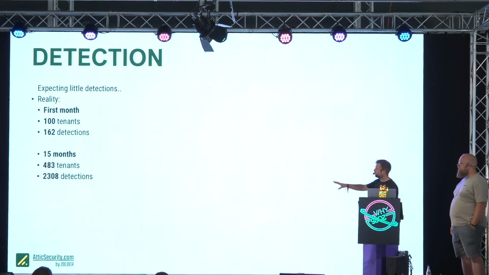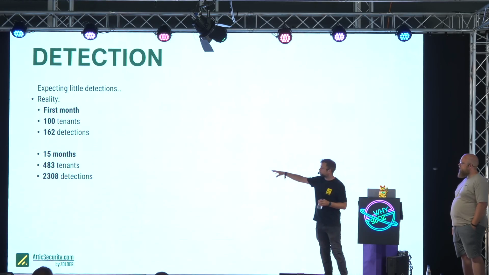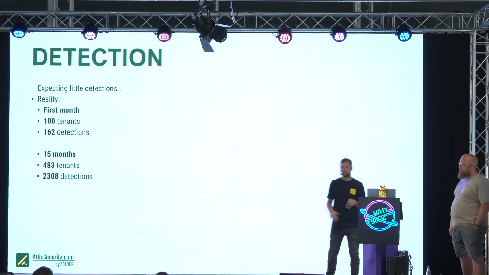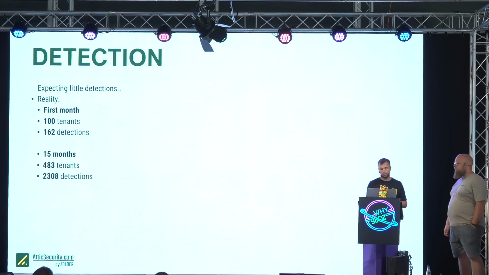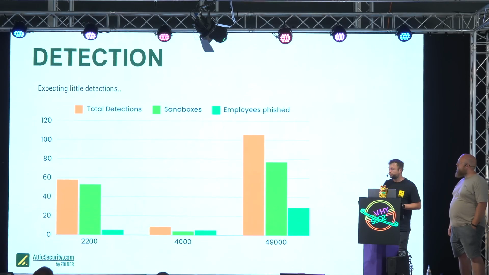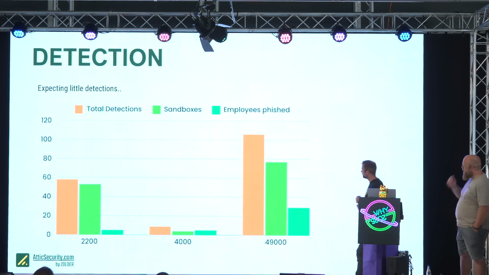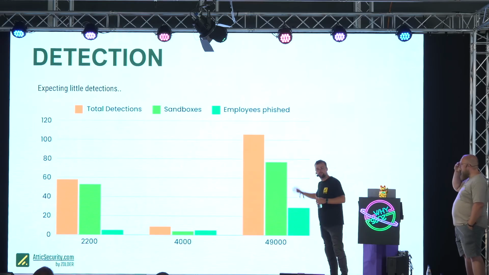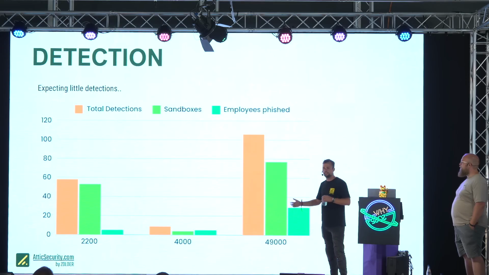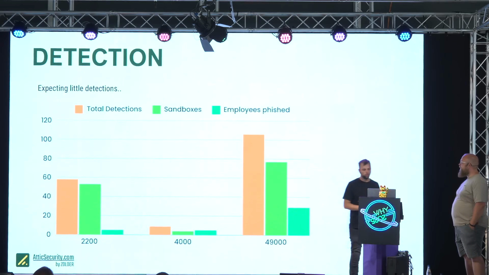After five months, we have about 500 tenants and over 2,000 detections. So it's a lot of AiTM phishing. You can also see that the detections differ based on company size. We also found out that sometimes Microsoft sandboxes were checking specific links, and that also triggered our detection system. So that was free intelligence for our own research.